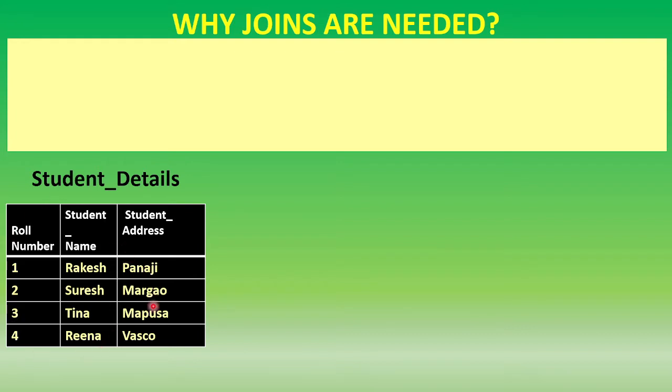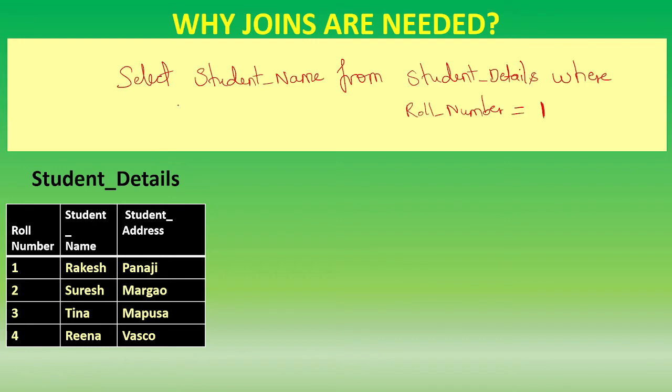Now I want to find the name of the student who has roll number 1 in the class. For that I can easily write the query. This is a simple query. I have to select the student name from this student details table where roll number is equal to 1. Whoever's roll number is 1, that student name is Rakesh. So I have to select that name from this table. This is a simple query. I don't need any joins here.